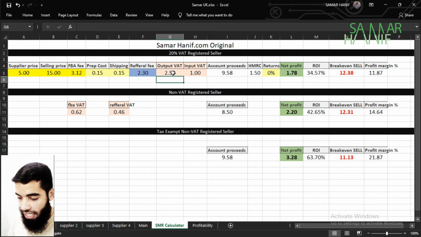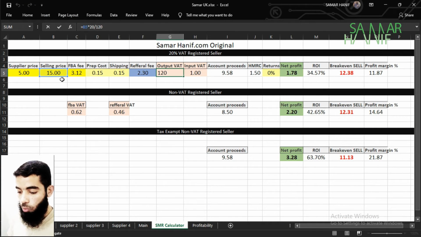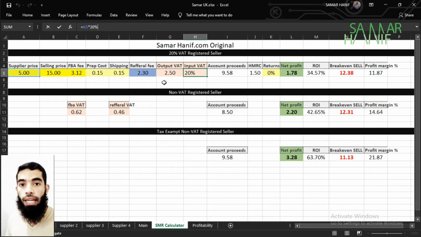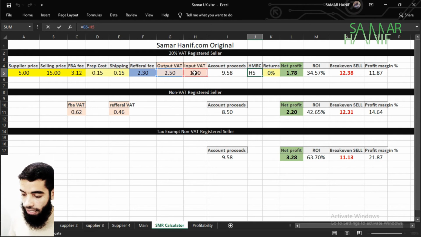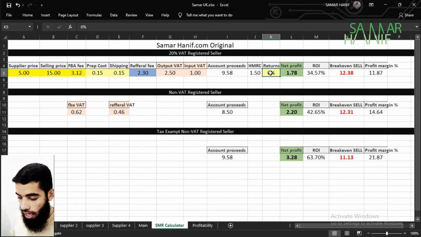This output VAT is the tax on the product selling price, which I demonstrated in this slide. Input VAT is the VAT that you paid on the source pricing of the product at the time of buying the inventory from the supplier. Account proceeds are the amount that Amazon will put into your account after deducting FBA and referral fee. So I have subtracted all these cell values from this one. This is the amount that you will pay to HMRC, as I explained in my slide earlier, which is output VAT minus input VAT. This is the estimated percentage of the returns on your orders.